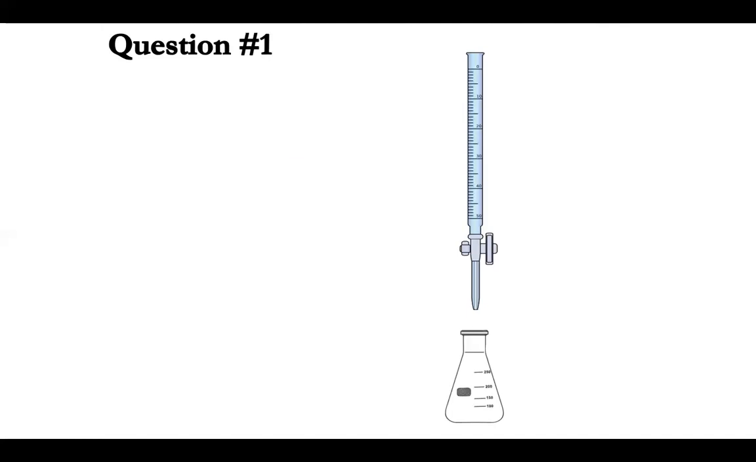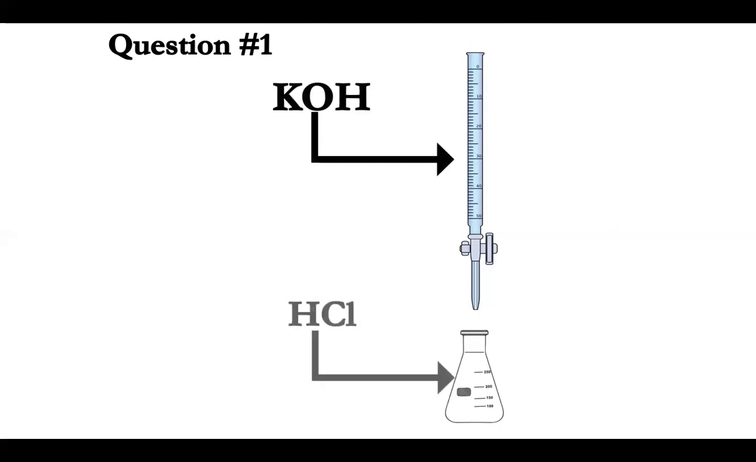So in question number 1 that we're going to be having in this example, we are going to have a base. We're going to have potassium hydroxide in our burette. And we are going to have an acid. We're going to have hydrochloric acid down in our Erlenmeyer flask. So which one of these do we know definitively both the concentration and the volume?